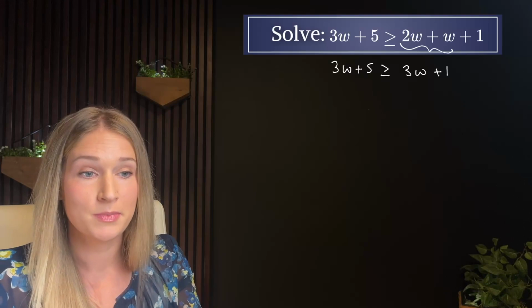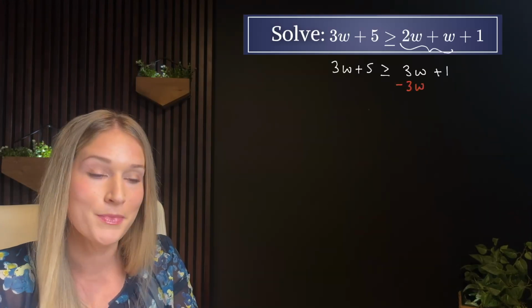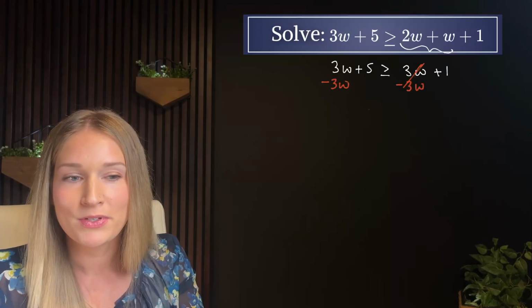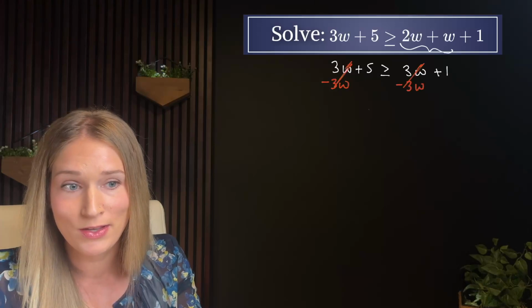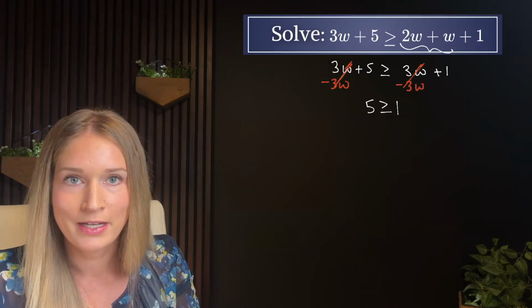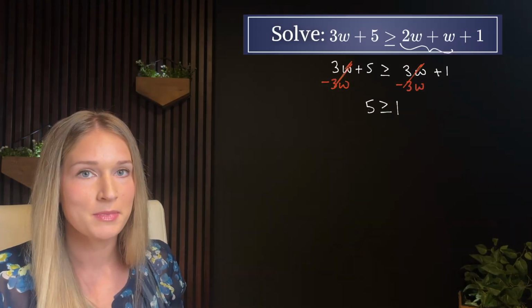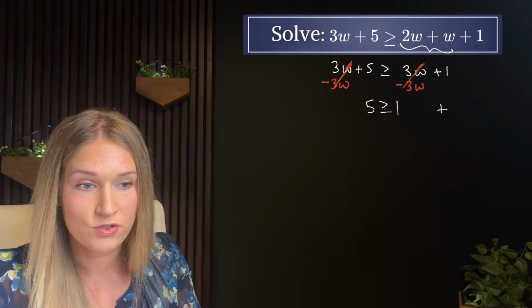And then I'll get all my w's together, so I will subtract the whole 3w term from the right side here over to the left side. But notice on the left, 3w minus 3w, that cancels as well. So what I'm left with is 5 is greater than or equal to 1. Now there's no more variables, so the question is, is this a true statement or a false statement? Since 5 is greater than 1, that is true.